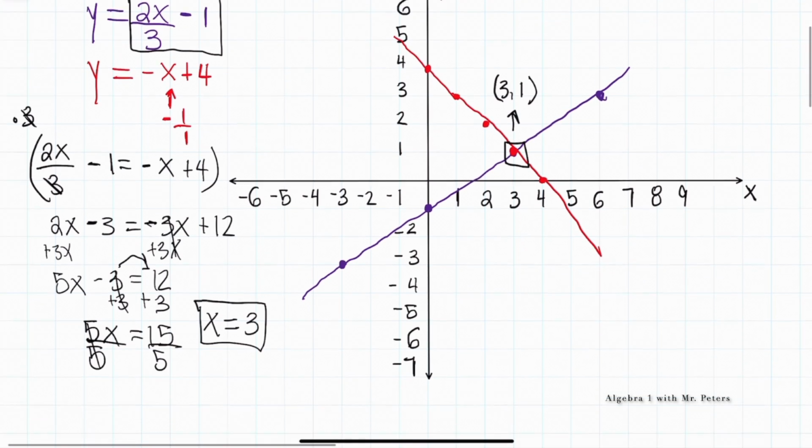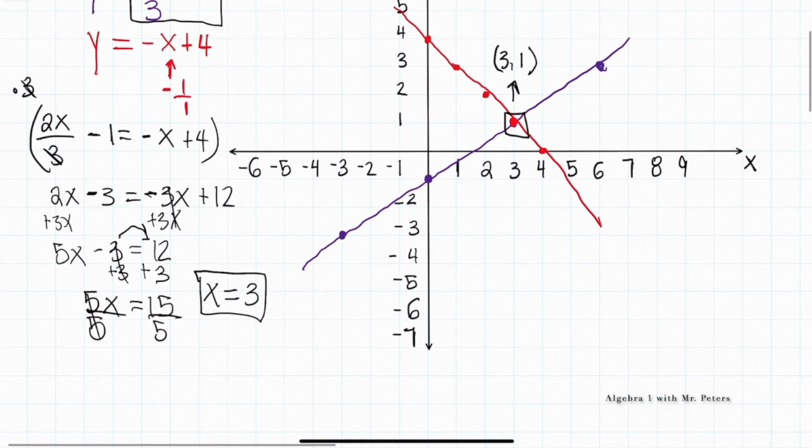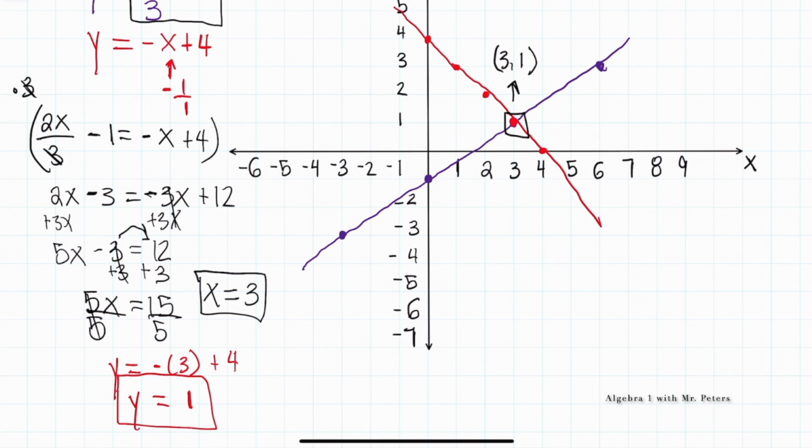Now if you want to check that y coordinate, let's just plug this one back into equation number 2. So y is equal to the opposite of x, we know x is 3, plus 4. So y is equal to 1. And when we look at this, that is the solution to the system of equations. So we know only that point lies on both of these lines. And now we're going to go on to our second example.